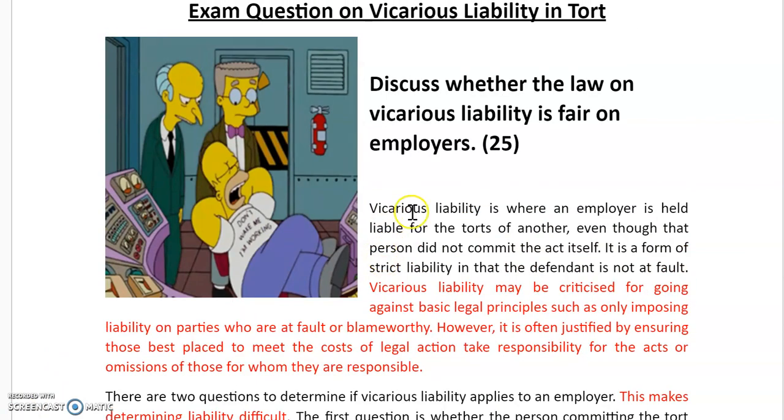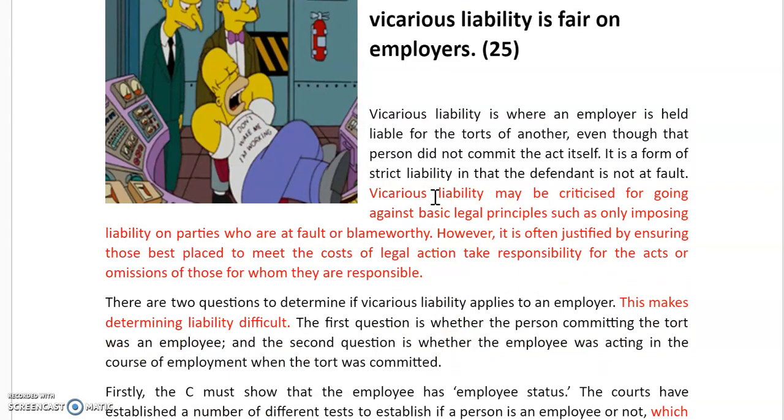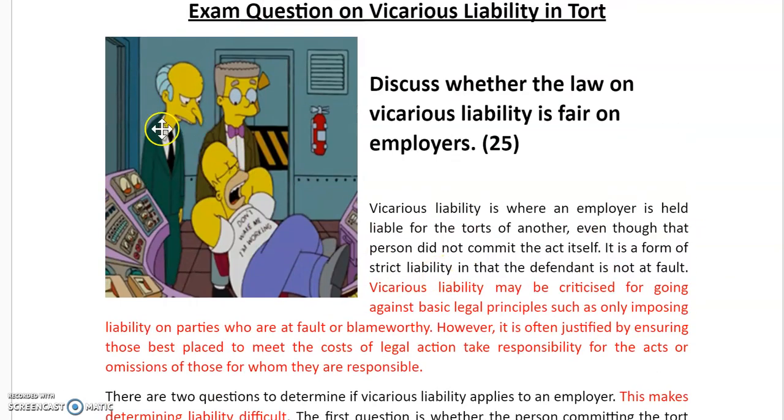Straight away then, there's a criticism of this definition in that vicarious liability seems to go against basic legal principles, that we only in general impose liability on parties who are at fault or are blameworthy. But as you can see here, it's often justified by ensuring that those best placed to meet the costs of legal action, i.e. the people with the most money, take responsibility for the acts or omissions of those for whom they're responsible. They took him on, they've got the money, they should therefore put it right.